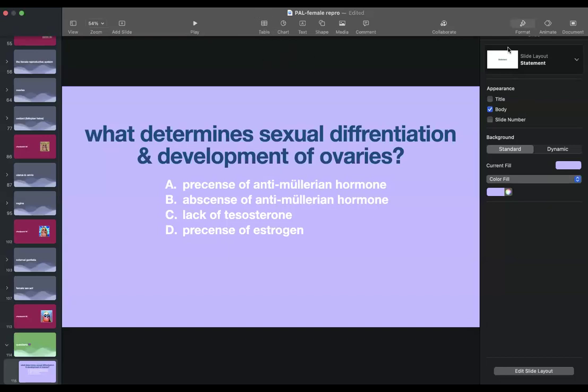So, to the two people who are awesome enough to attend, what determines sexual differentiation and development of ovaries? Is it the presence of anti-Müllerian hormone? Is it the absence of anti-Müllerian hormone? Is it the lack of testosterone or the presence of estrogen?